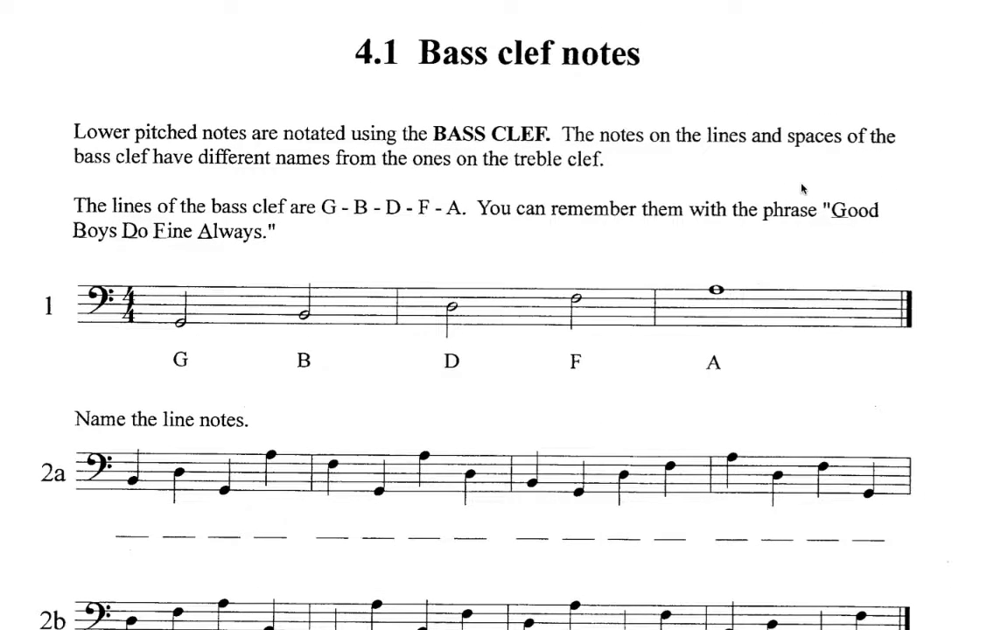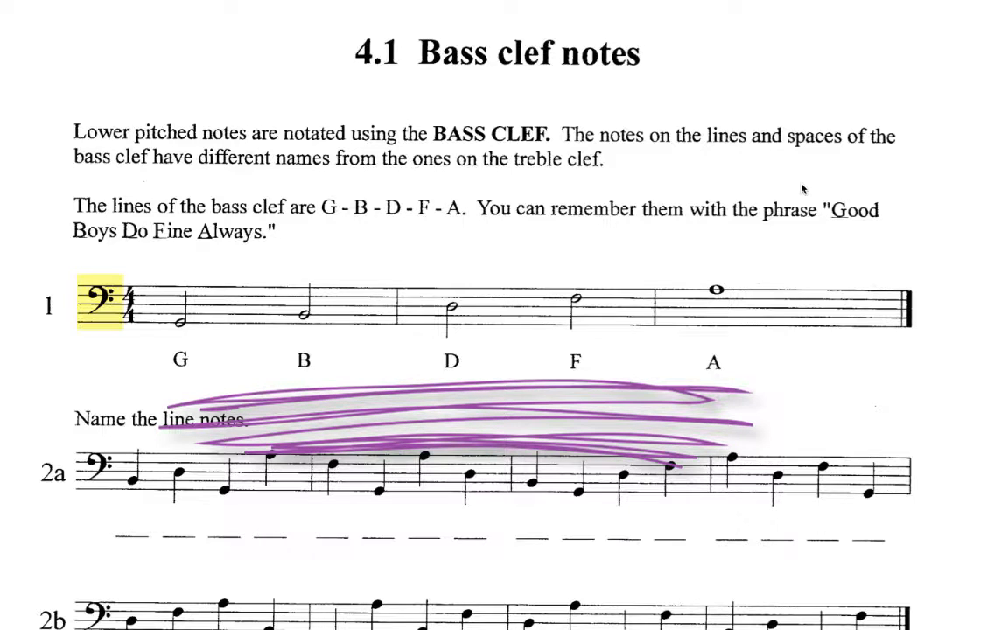Bass clef notes. Lower pitch notes are notated using the bass clef. The notes on the lines and spaces of the bass clef have different names from the ones on the treble clef. The lines of the bass clef are G, B, D, F, A. You can remember them with the phrase, "Good boys do fine always."